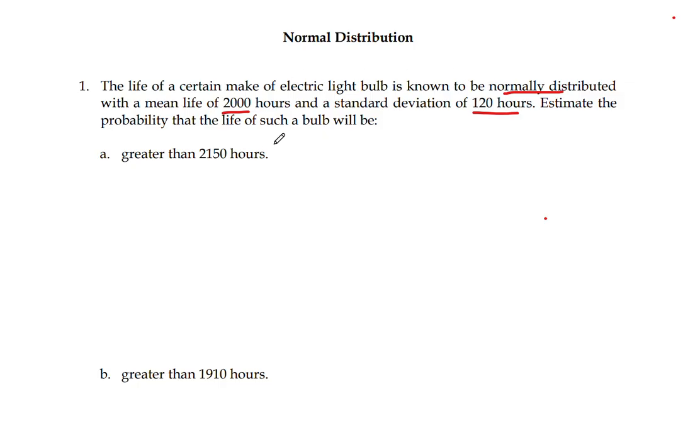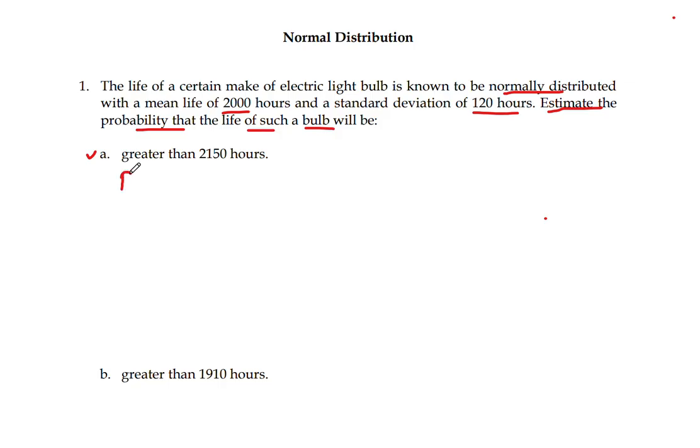These are the population parameters. Mu, the population mean, which is 2,000 hours, and sigma, the population standard deviation, which is 120 hours. Here we are asked for this normally distributed population to estimate the probability that the life of such a light bulb will be, starting with A, greater than 2,150 hours.